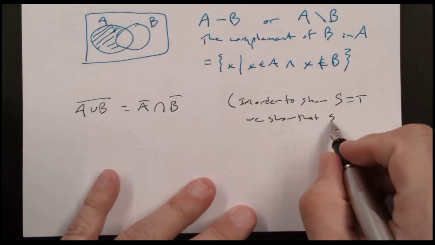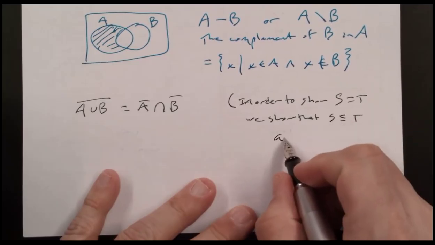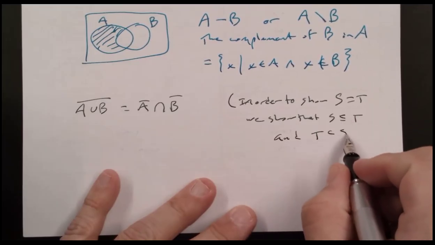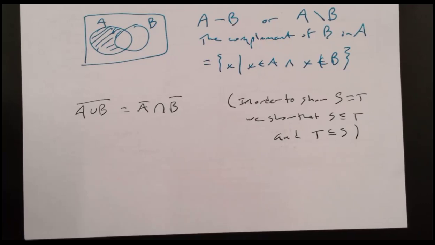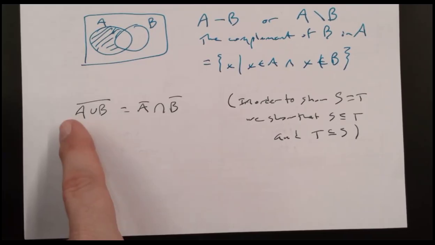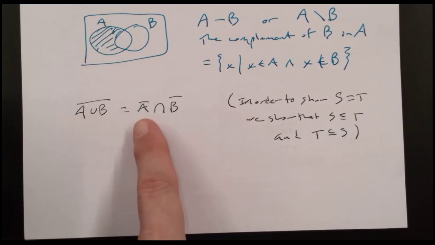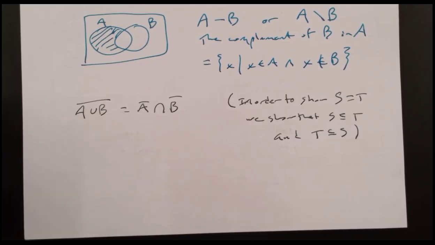Aha. So I need to show that the first is a subset of the second and that the second is a subset of the first. So I have to do two proofs. I have to show that anything that's in this thing is also in here, and then do it the other way. So it's kind of like an if and only if, because that's what an equal sign is. The if goes both ways, so I have to do two proofs.